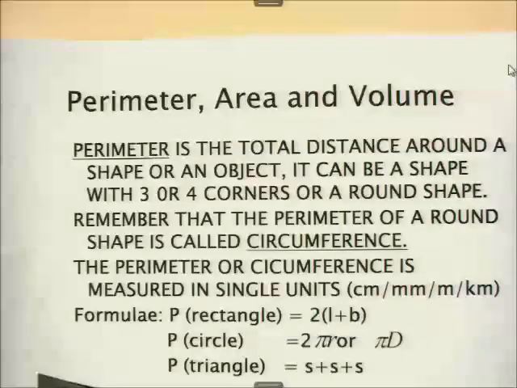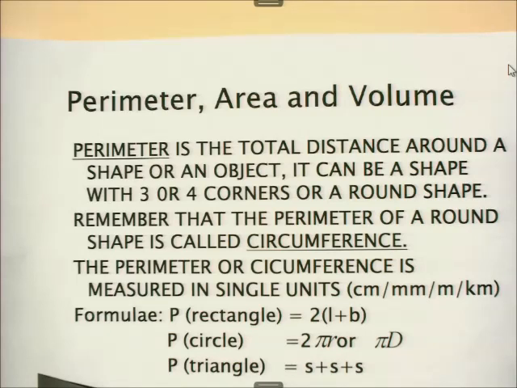Today we're going to be dealing with perimeter. I think by now you know the meaning of perimeter, because we've done it in grade 10, we've done it in grade 11. This is just a follow-up. To remind you, perimeter is the total distance around a shape or an object.